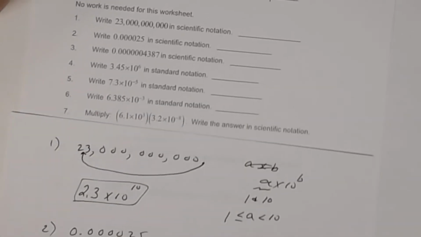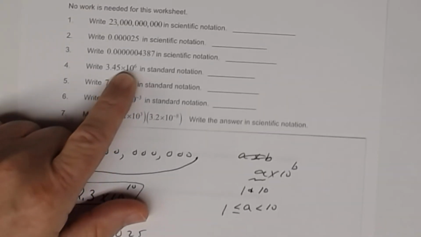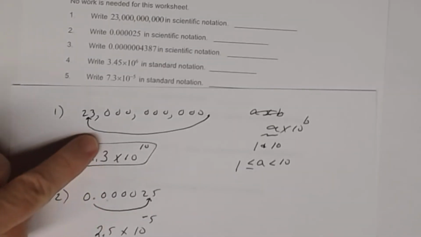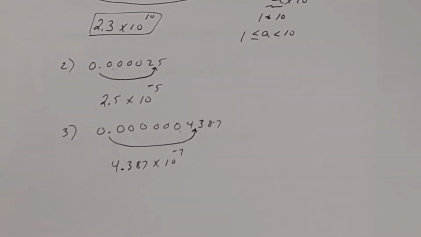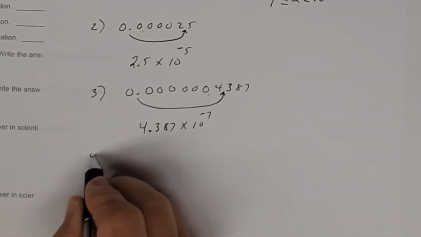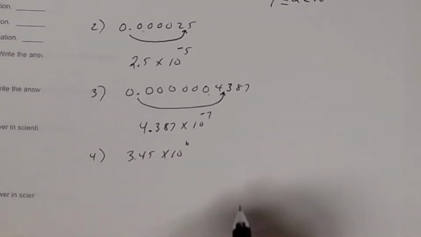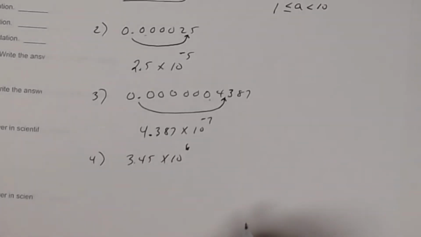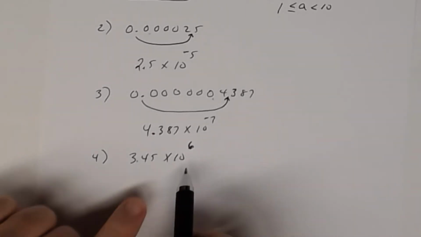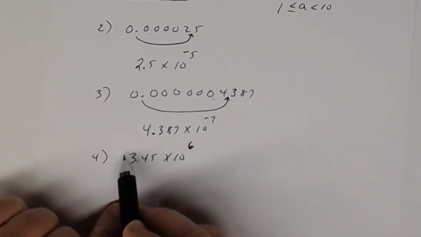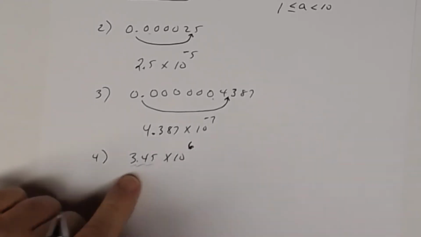All right, number 4, you want to take this number here, that's in scientific notation, and you want to put it in standard notation. So you're kind of going backwards from what we've been doing. So number 4, we have 3.45 times 10 to the 6th power. Notice that this exponent, this power of 10, is positive. So that means that this number has to be greater than 3.45.